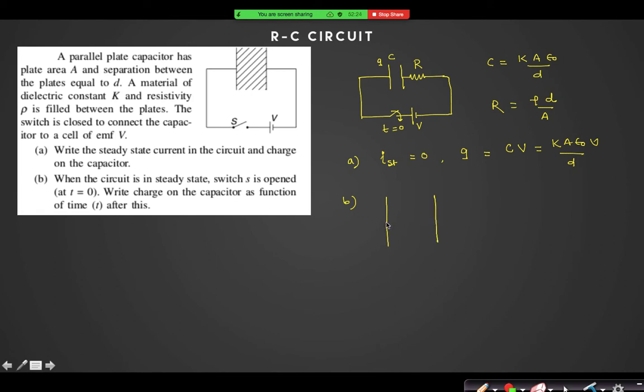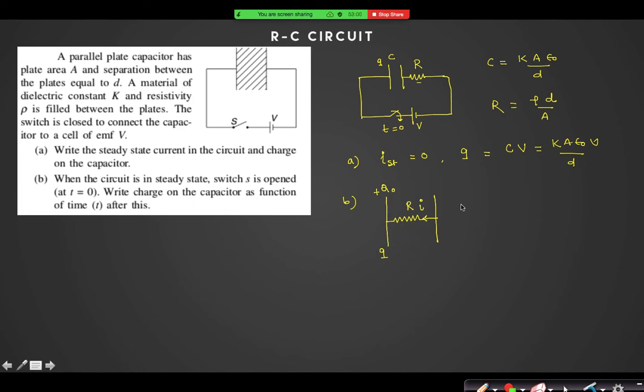You can see that this resistance is basically inside the capacitor. Yes or no? Yes, sir. So if I say that initial charge on this plate was Q naught, and at any instant the charge on this plate is Q, right? And in that case I have to assume the current to be in this direction. Yes or no? Yes, sir.